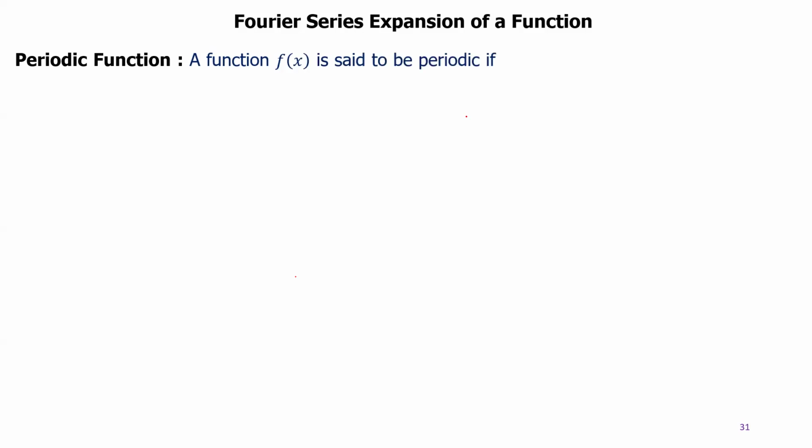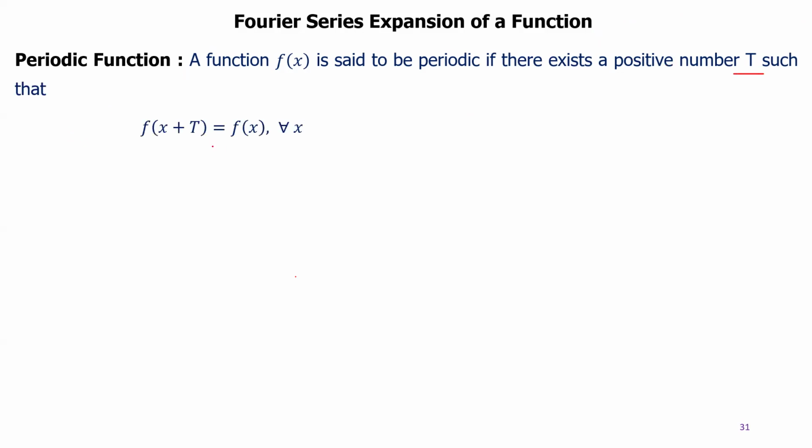In this lecture, we discuss the Fourier series expansion of a function. Before that, let us take some basic definitions of a periodic function. A function f(x) is said to be periodic if there exists a positive number T such that f(x + T) = f(x) for all x.